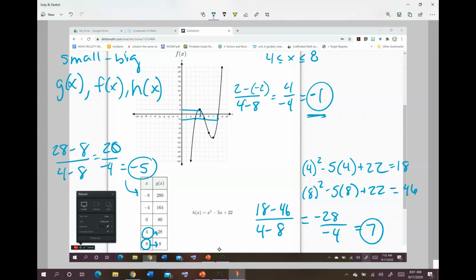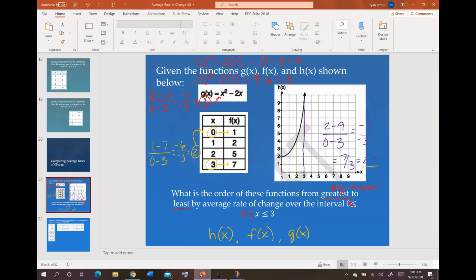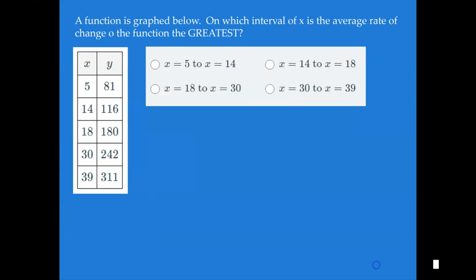All right. So now let's go back to the PowerPoint, and we have one more that we want to do with comparison. So this one, I give you one table, and I want you to figure out on which average rate of change is the function the greatest. So out of these 4 multiple choice questions, which one makes the table have the biggest rate of change?